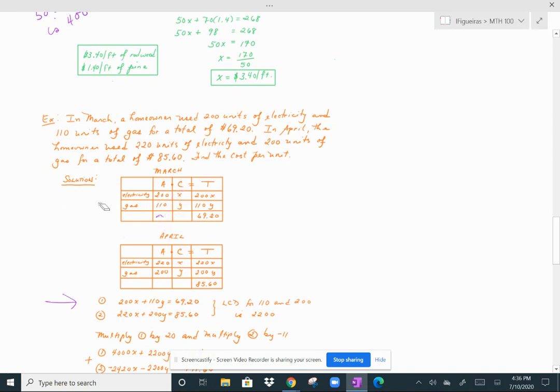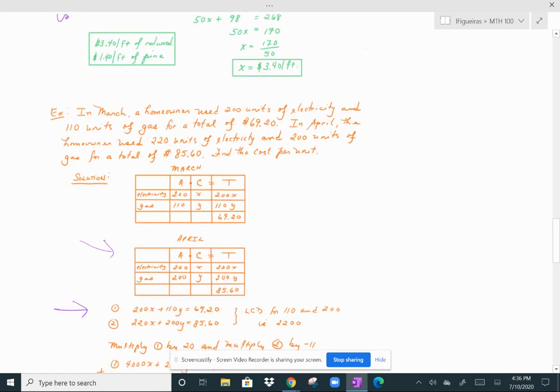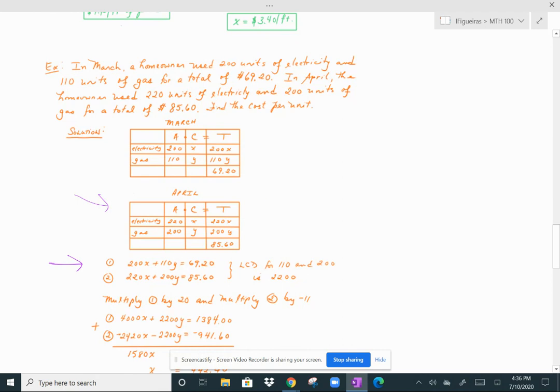And then my April purchase is here. And again, I have 220 units of electricity, 200 units of gas. I don't know the cost. That's what I want to find out. So there's your X and Y. And my total is 220X plus 200Y equals 85.60. That's my second equation.